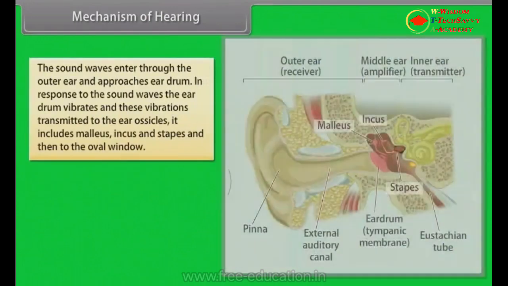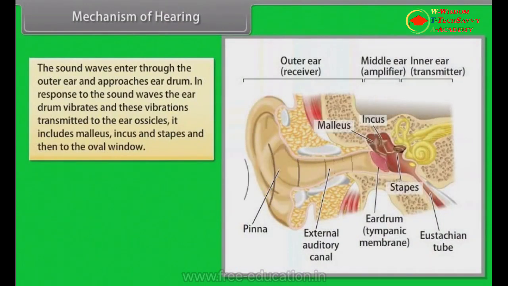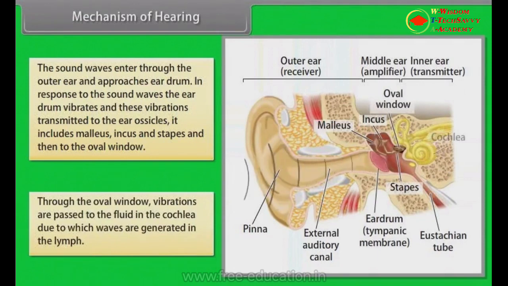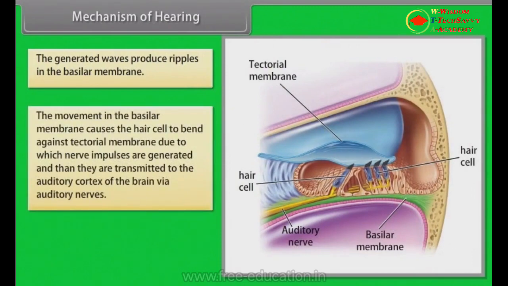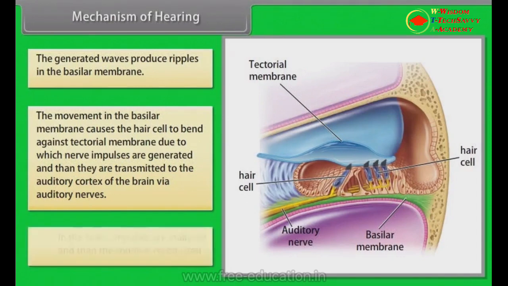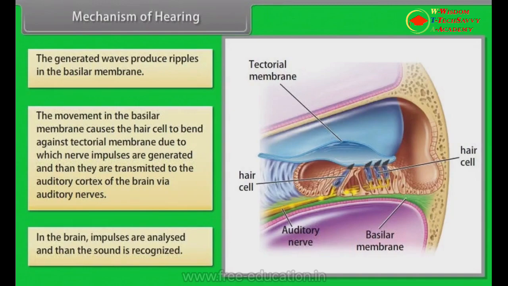Mechanism of hearing. The sound waves enter through the outer ear and approach the eardrum. In response to the sound waves, the eardrum vibrates, and these vibrations are transmitted to the ear ossicles, which include the malleus, incus and stapes, and then to the oval window. Through the oval window, vibrations are passed to the fluid in the cochlea, due to which waves are generated in the lymph. The generated waves produce ripples in the basilar membrane. The movement of the basilar membrane causes the hair cells to bend against the tectorial membrane, due to which nerve impulses are generated and transmitted to the auditory cortex of the brain via auditory nerves. In the brain, impulses are analyzed and then the sound is recognized.